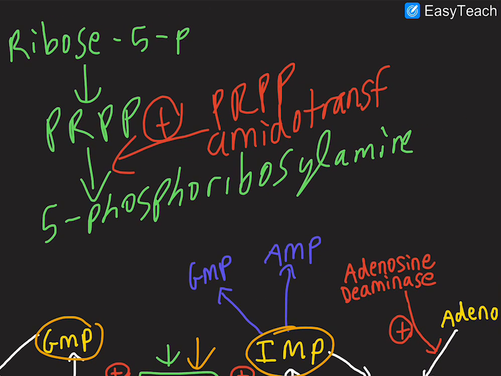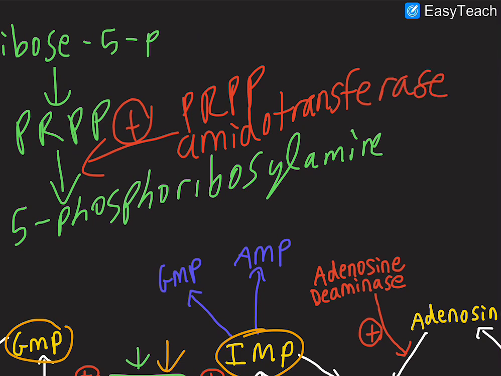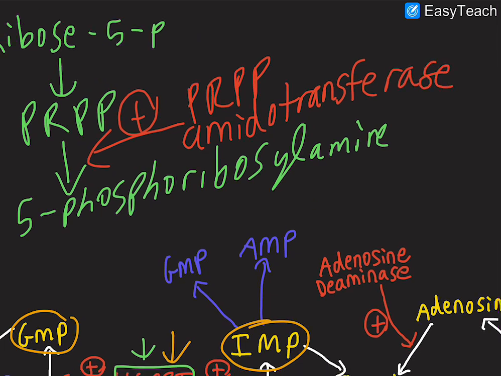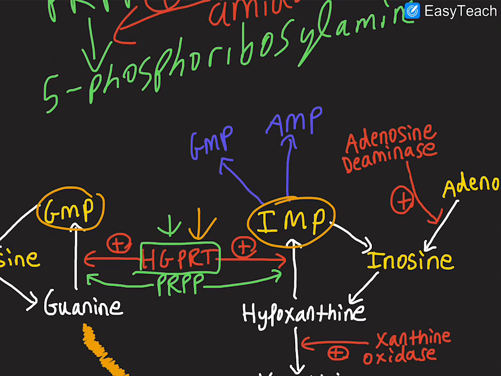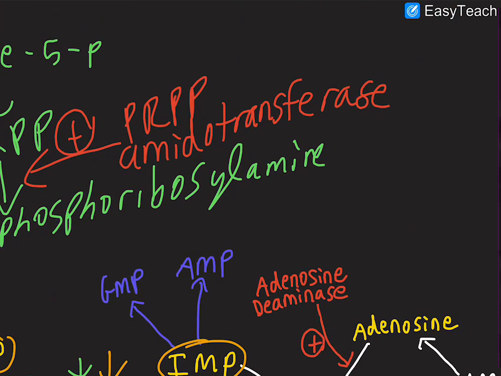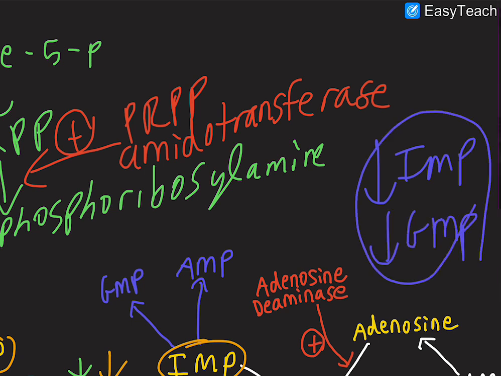So we said that PRPP aminotransferase can be inhibited by elevated levels of IMP, GMP, and AMP. Well, it can also be stimulated with low levels of IMP and GMP. So look at this, right? So watch this. If HGPRT is not working, we are not making GMP and IMP anymore, because you can't convert guanine to GMP. You cannot convert hypoxanthine to IMP. So that means you can have low levels of IMP and GMP, right? So low levels of IMP and GMP, let's go and write this down. Low levels of IMP, low levels of GMP can go and stimulate PRPP aminotransferase.